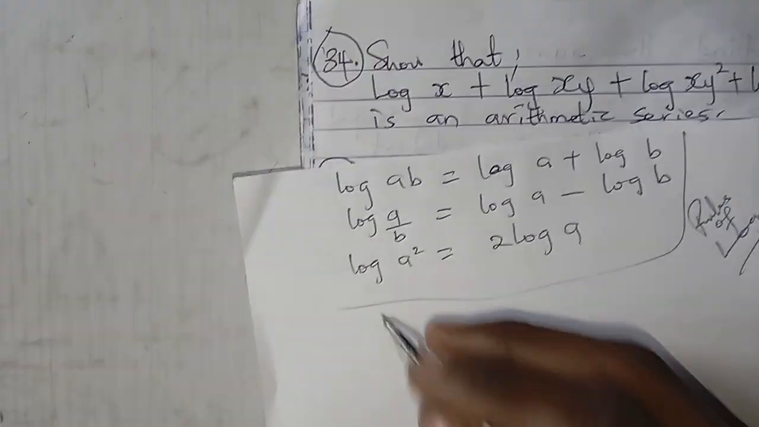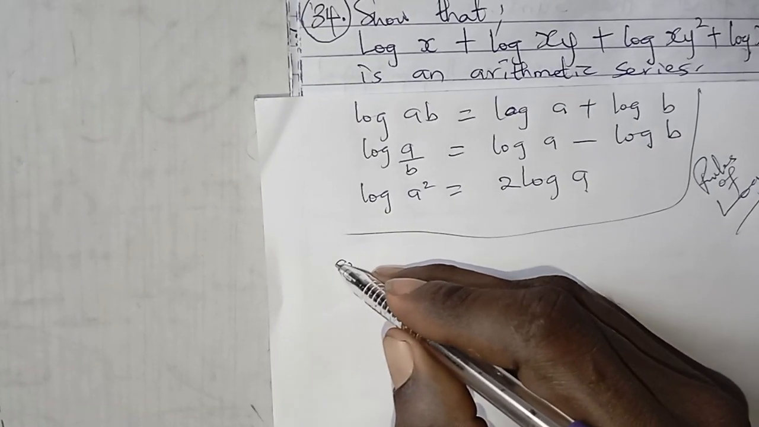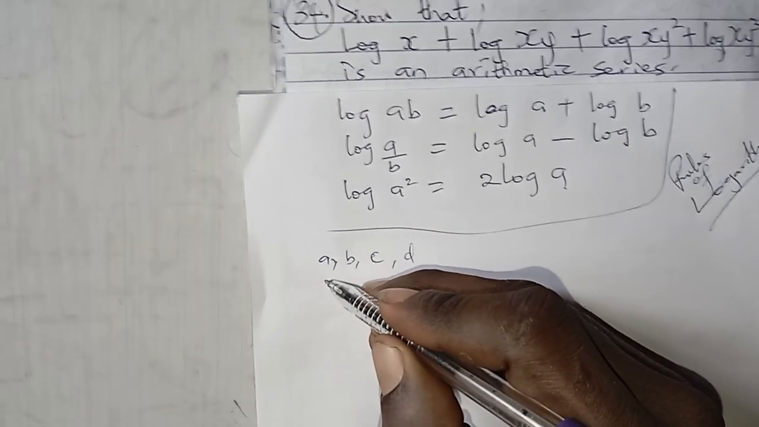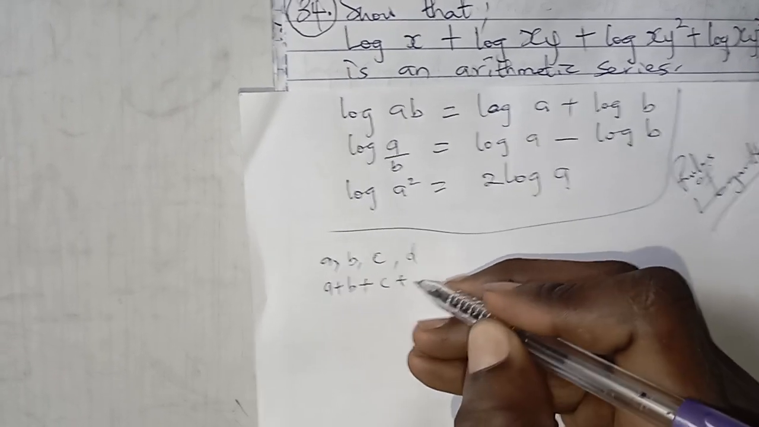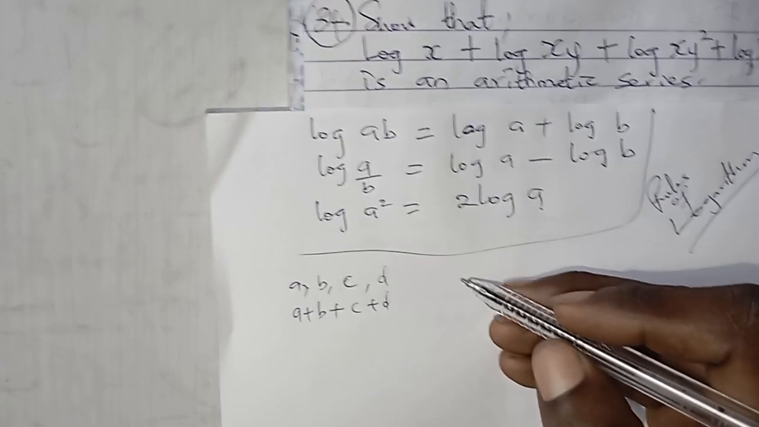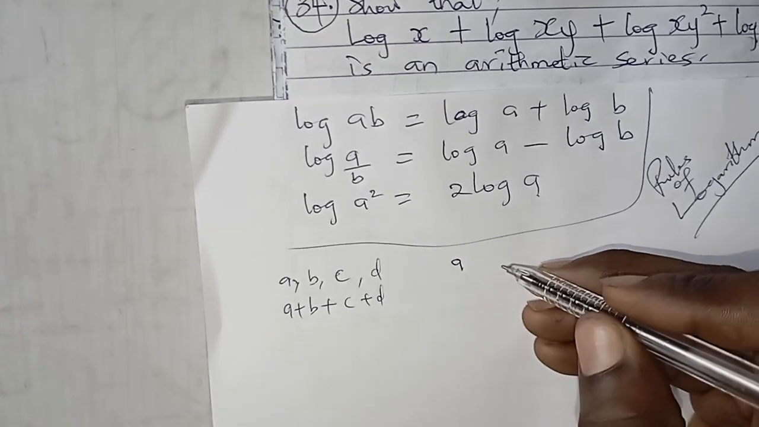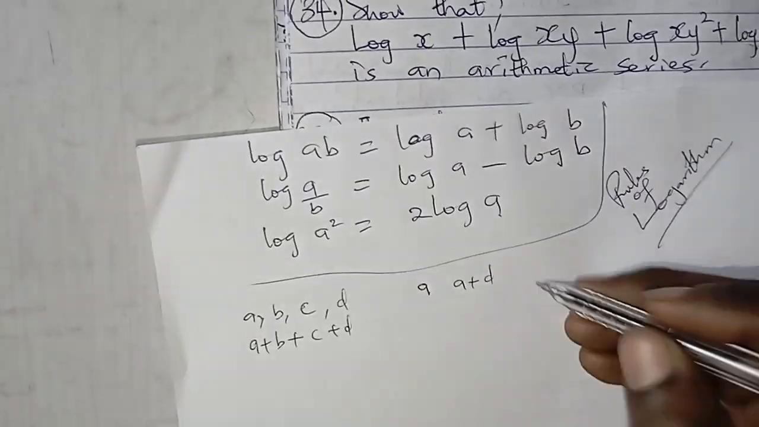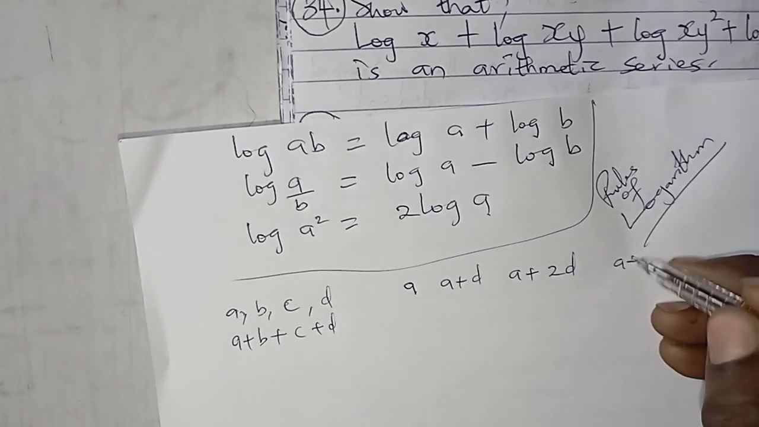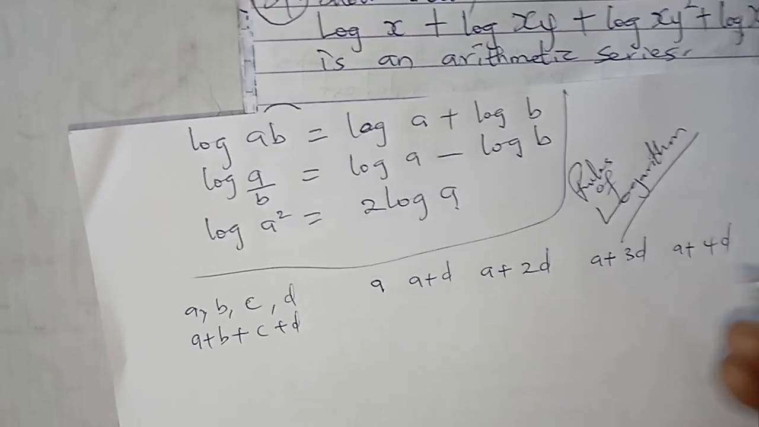I also need to know that an arithmetic sequence goes this way: a, b, c, d, while an arithmetic series is a plus b plus c plus d. I need to remember that according to AP, the first term is A, the second term is A plus D, the third term is A plus 2D, the fourth term is A plus 3D, and the fifth term is A plus 4D.